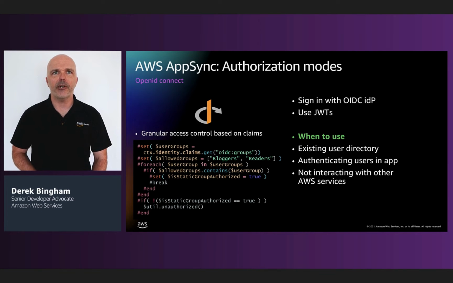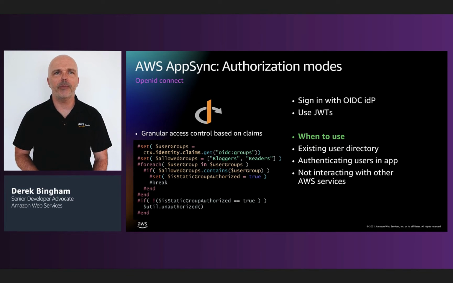Other things to mention here, the one difference with Cognito user pools is Cognito user pools can actually be used to exchange AWS credentials. This is not something that you would be able to implement with your OIDC identity provider. So it's a good mode to use, but just keep in mind that you wouldn't be able to interact directly with other AWS services. However, just like Cognito user pool, you can implement your granular access control using the claims that are available in your identity object that you made available to your resolvers in AppSync.